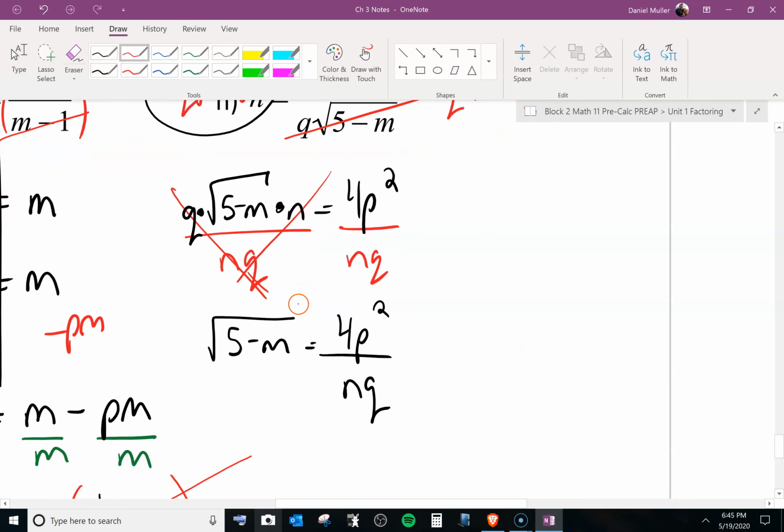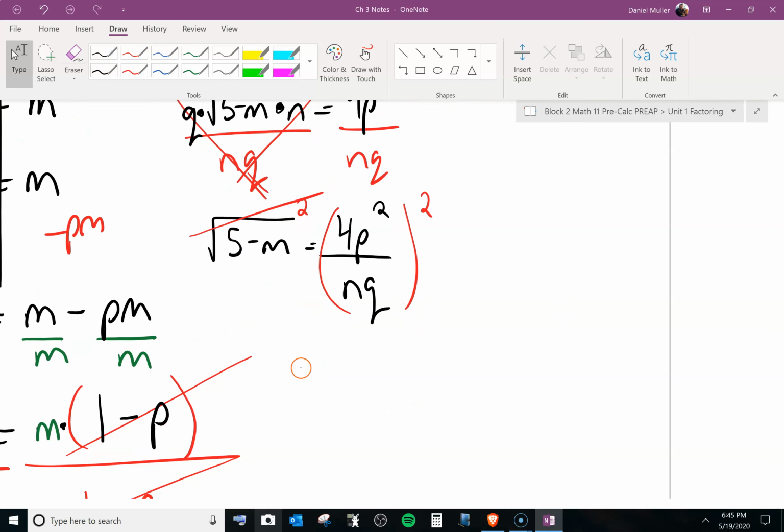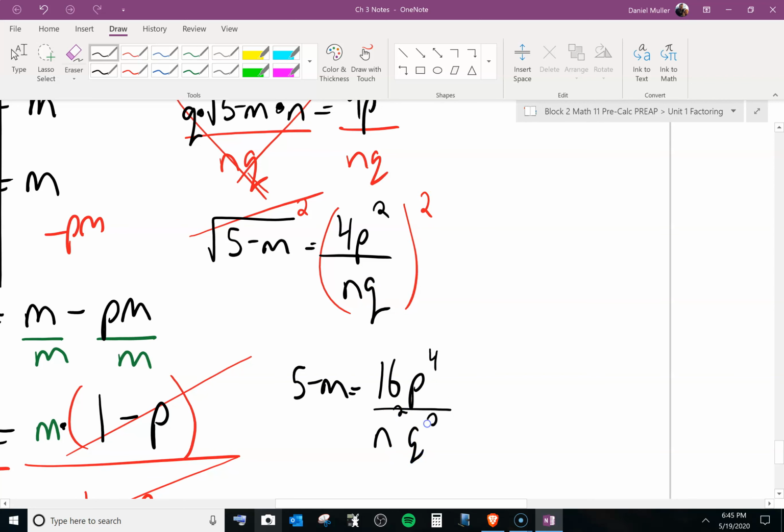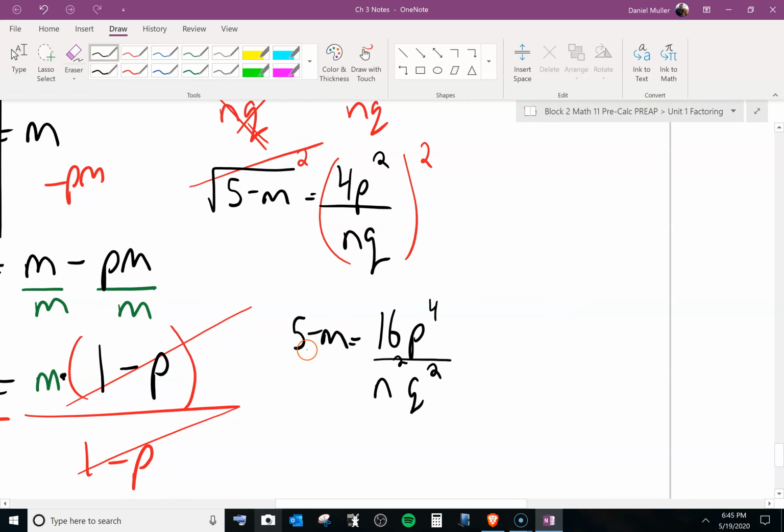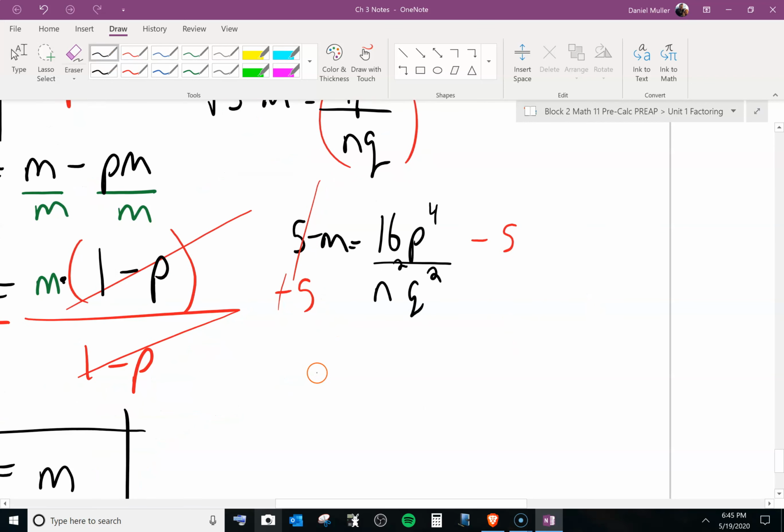Now I can get rid of a square root by squaring it. And I can square this. So I've got 5 minus m equals, you could square this if you want, so 4 squared is 16, p squared squared is p to the 4, n squared is n squared, q squared is q squared. So I'm almost done here. I need to get the m alone, so I'll subtract the 5 from both sides. So that's gone. So I've got negative m equals 16p^4, look at all this nonsense, over n squared q squared, take away 5.